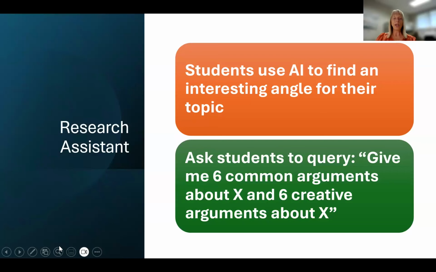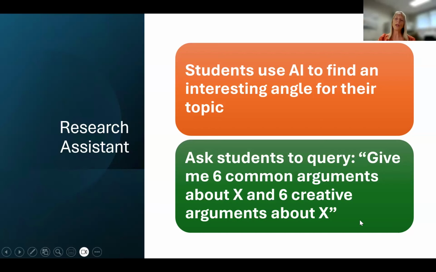You can also use AI as a research assistant. So you can have them find an interesting angle for their topic. So they might want to write about addiction, which is super, super broad. And you can ask AI, hey, I want to write about addiction. What are some more narrow topics? And it can give them a list of ideas. You can even ask the generator to give you a list of 20 more narrow topics, and it will. And then from there, they can pick one of those and then just keep refining it.